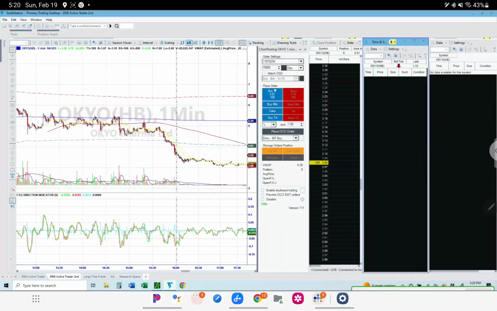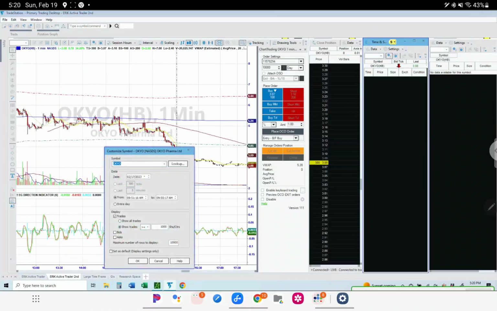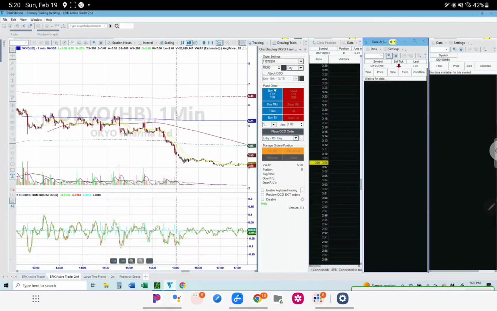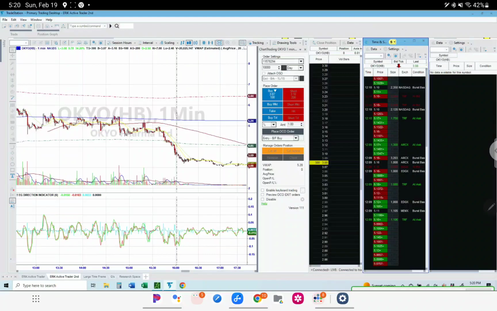So let's see. Let's come back over here. OKYO 951 to 955. I forget what time it started moving, but I just want to show you what the differences look like in case you're trying to make a decision on what you want. All right, so here's OKYO on Friday. And so I have it set up. You can set it up different ways, but I have it set up specifically for me.